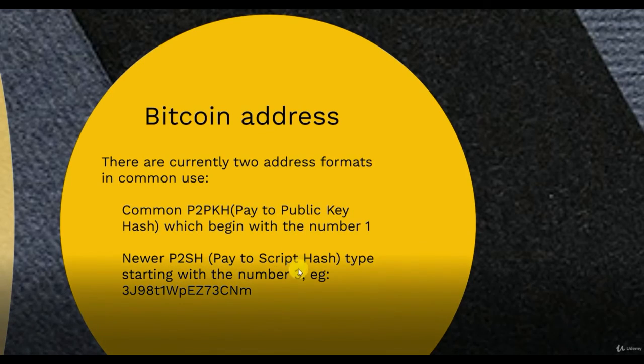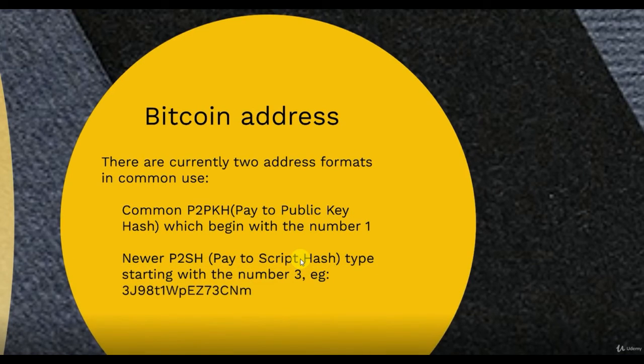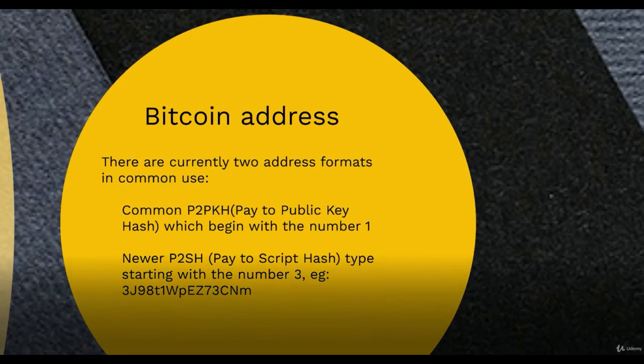There is one more address type called pay to script, which means the address of your script file, or your smart contract, or your escrow service. Those addresses will start with the number 3. So this is the major difference between the two address formats that are available in Bitcoin.